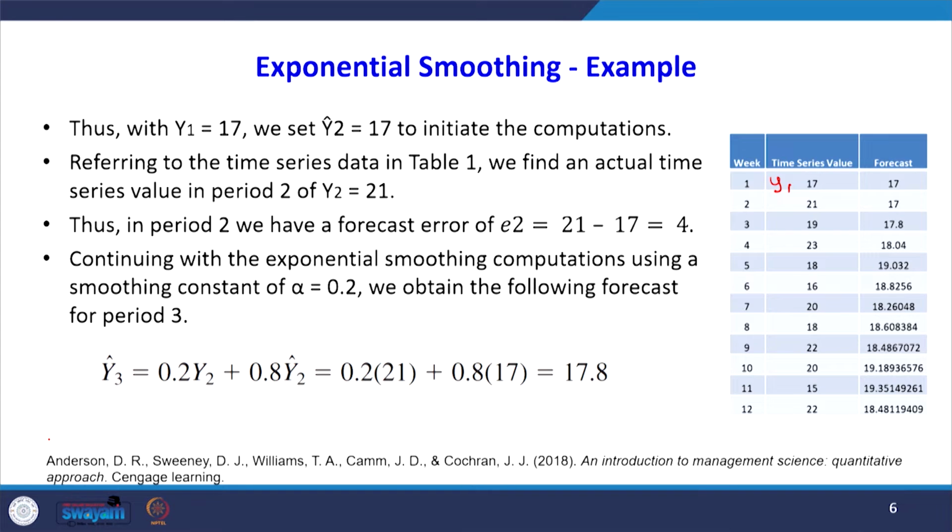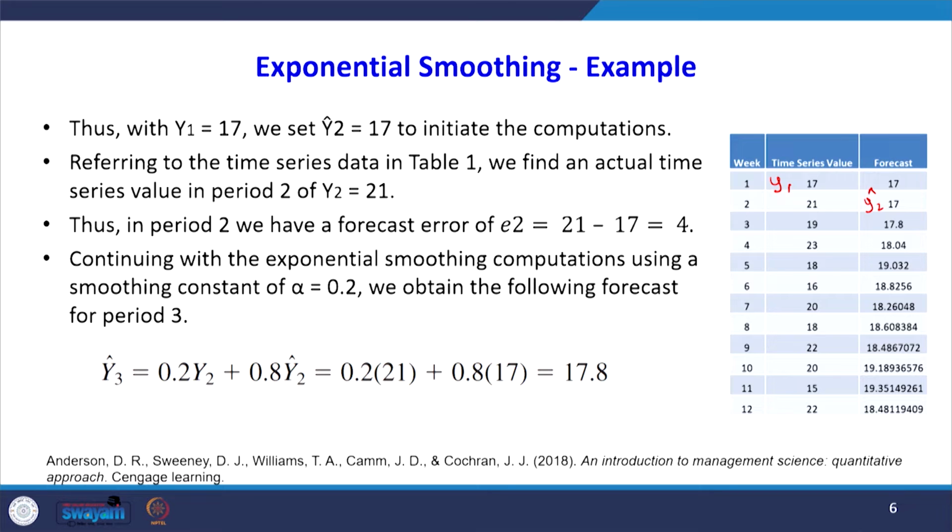Thus, with y1 equal to 17, y2 hat is also taken as 17 to initiate the computation. Here y2 hat is this value. Referring to the time series data in the given table, we find the actual time series value in period 2, that is y2, is 21, but the forecasted value is 17, that is the y1 actual value.